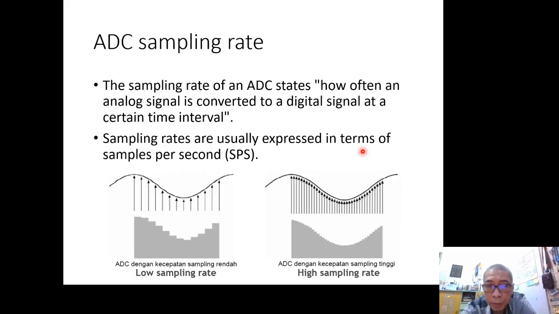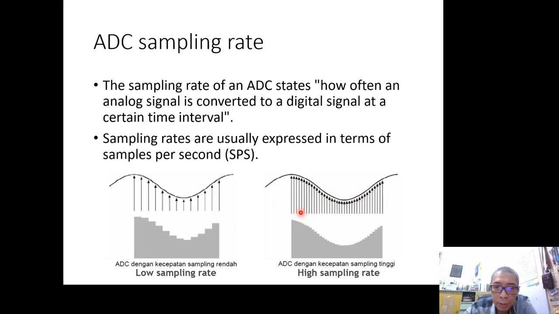Next we talk about the ADC sampling rate, which states how often an analog signal is converted to a digital signal at a certain time interval. Take a look at this. This is the illustration of a low sampling rate, and this is the high sampling rate. As you can see, the signal produced by the high sampling rate is more accurate than the low sampling rate. So we need to have a high sampling rate.